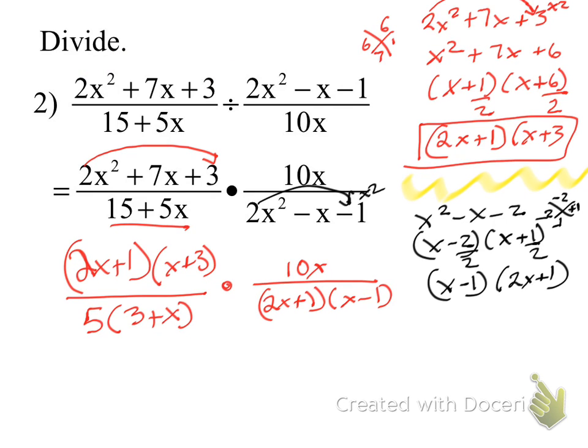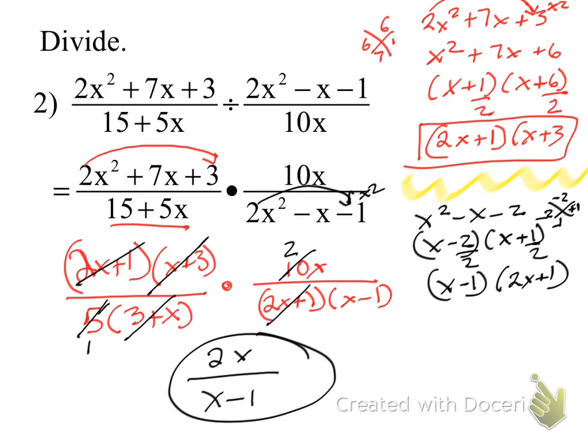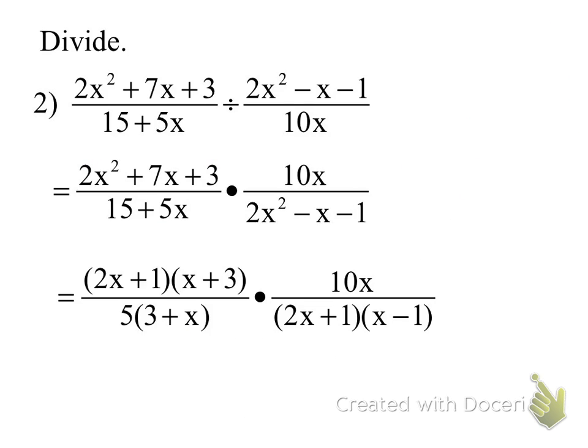When you factored, you should have come up with the following. Okay, Anthony, now what? In your first numerator, you have a 2x plus 1, and on your second denominator, you also have a 2x plus 1, so those can cancel out. Then you have the x plus 3 and the 3 plus x. They're the same, they're both positive, so those cancel out. Then you can do the 5 and the 10. I'm left with 1 and a 2. And so we're left with 2x over x minus 1. Are there any questions? Okay, let's move on to the next number.